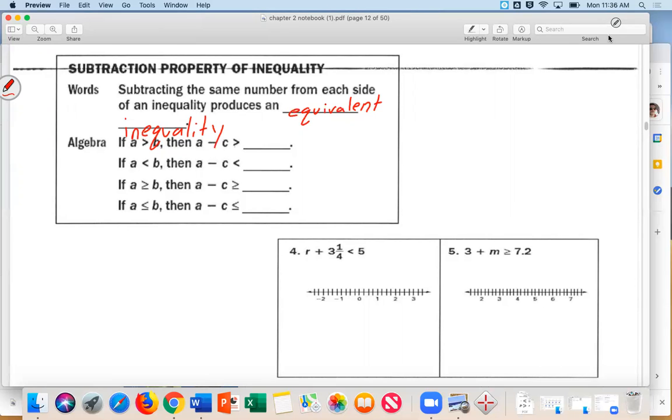Meaning this, I have A is greater than B. So if I subtract C from both sides, I get an equivalent inequality.